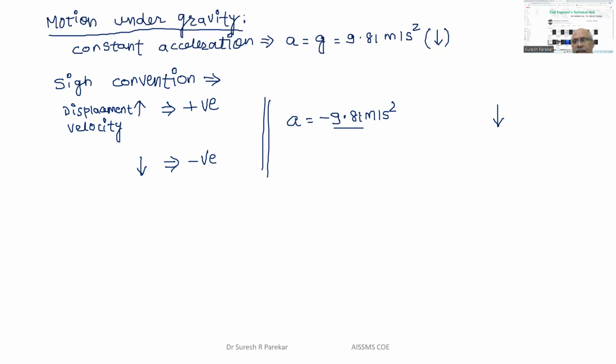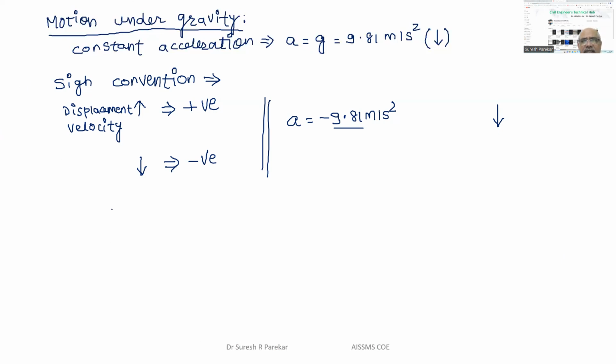The main problem is that students get confused with this; they are not sure when to consider plus and when to consider minus. So in whatever concept we are going to see today, you should be very careful. You have to always consider the value of acceleration as downward, and downward means we consider that value equal to minus 9.81 meters per second square.